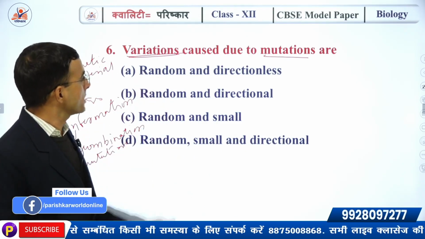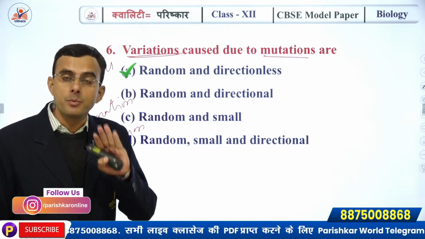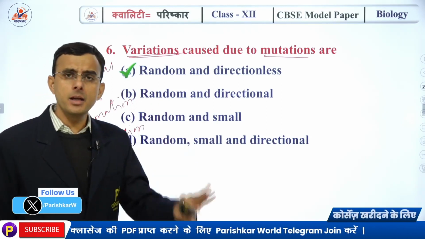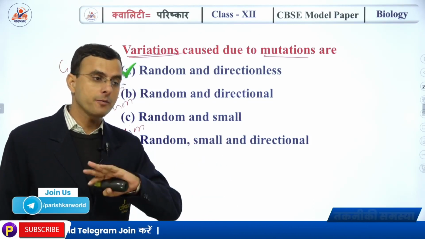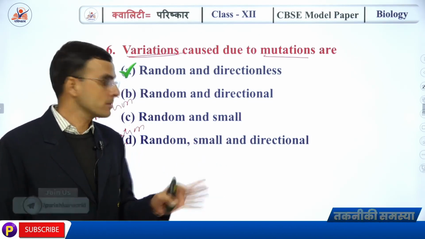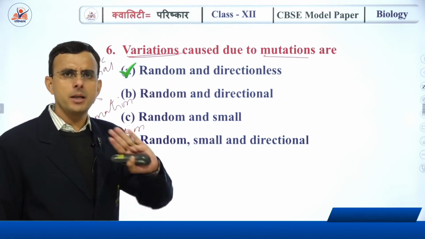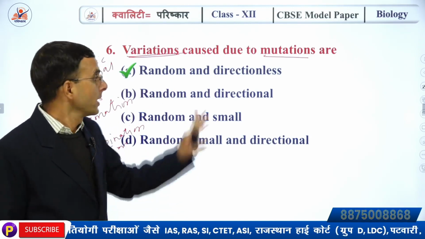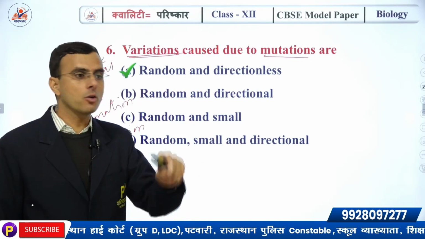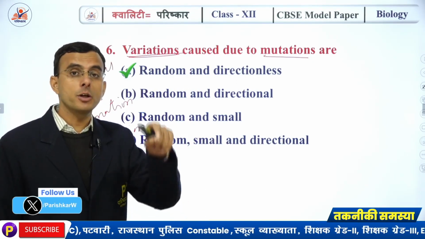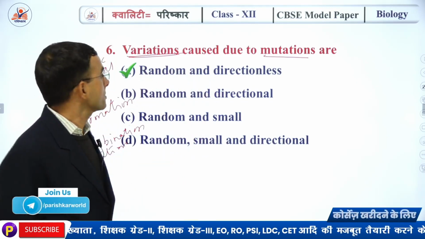The first one is correct, random and directionless, because by mutation you can create any change in the genetic material. So they are directionless. If they happen naturally, they happen in any nucleotide, randomly, and there is no direction as to which particular nucleotide this change can happen in. So that is random and directionless.